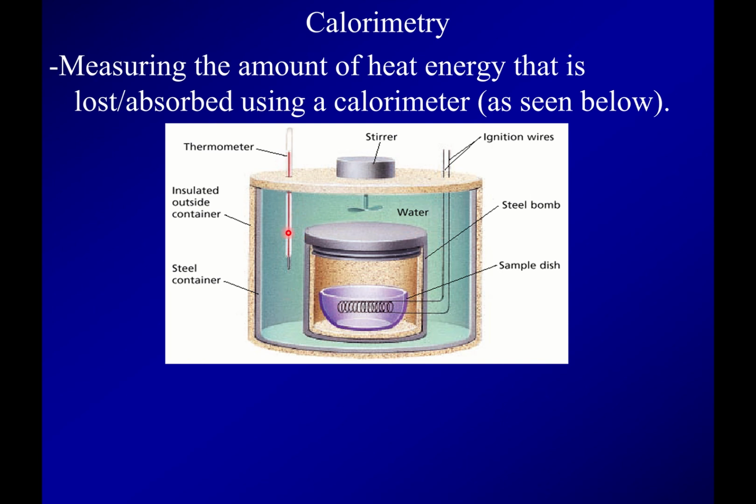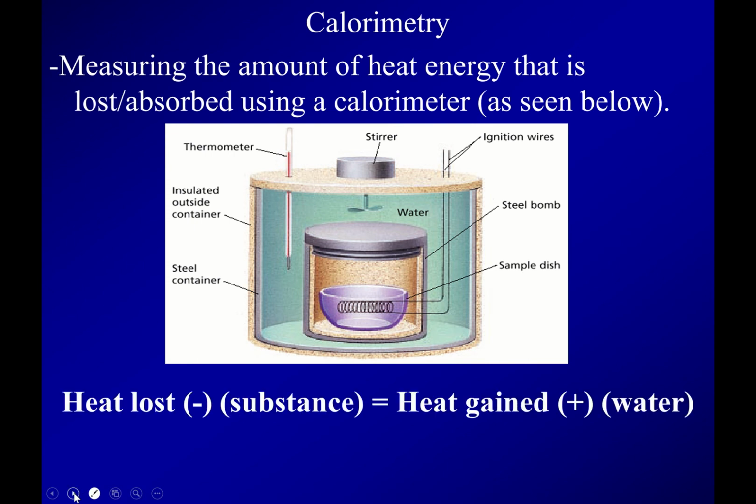Now if we have the mass of the water in here, the change in temperature of the water, and the Cp of the water, we can find how much heat energy was given off by the substance. So the key to calorimetry is simply this: heat lost by the substance equals heat gained by the water. Notice I'm using a negative sign for the substance, and a positive for whatever absorbed the heat, the water. We're going to do a nail here in just a second.